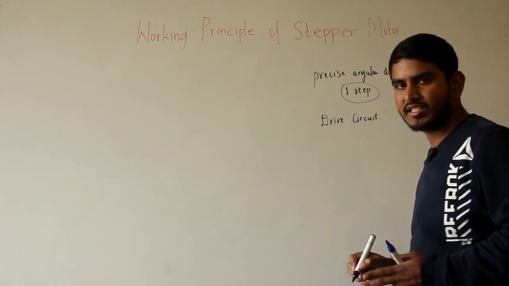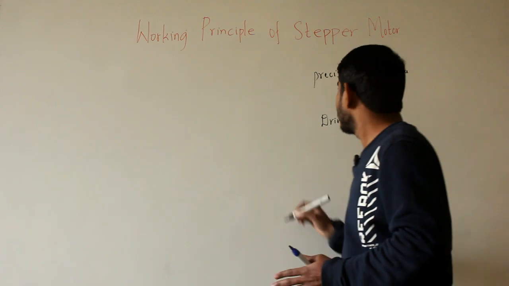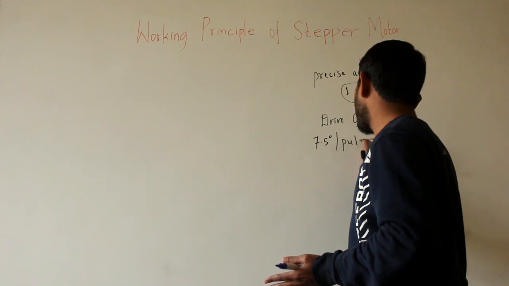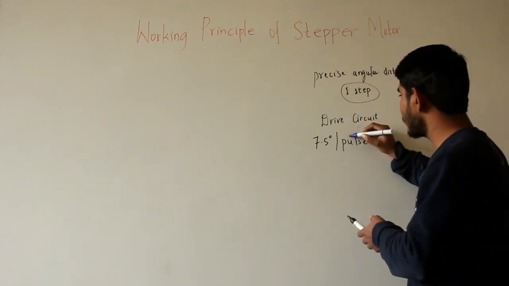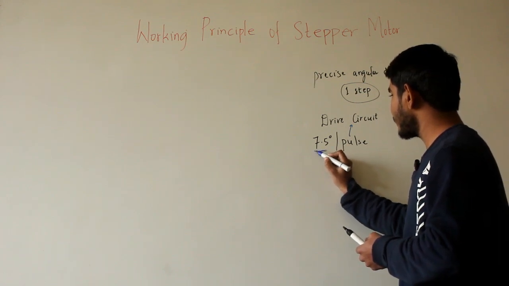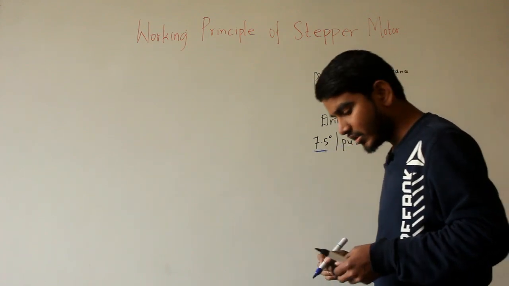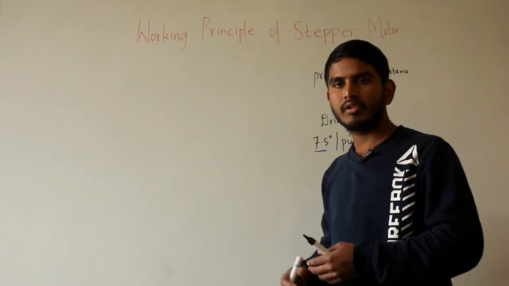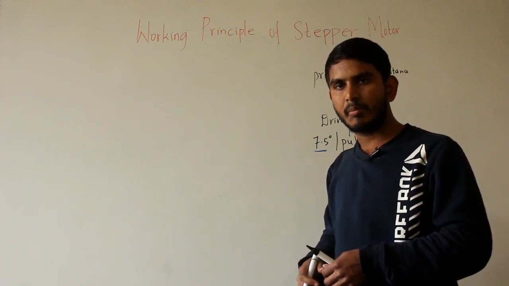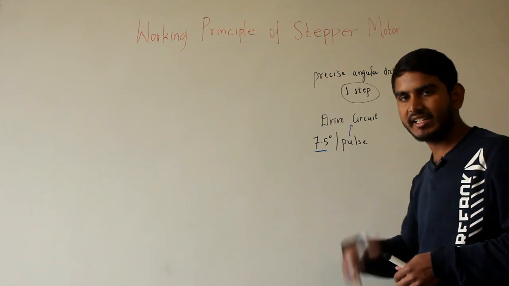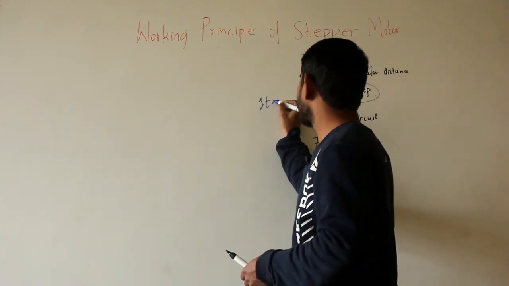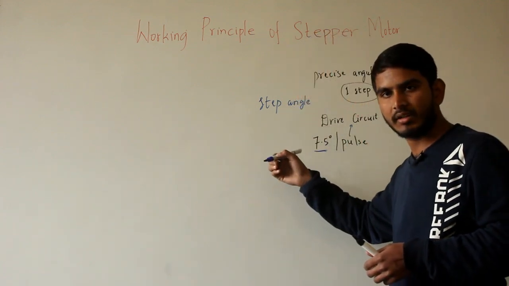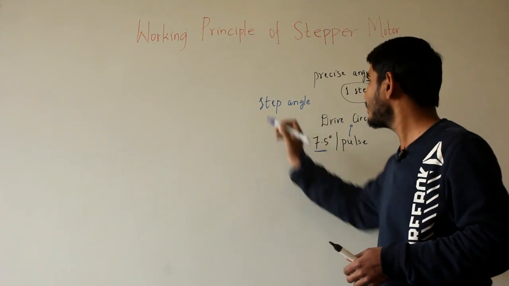Let us take a stepper motor which has a step angle of 7.5 degrees per pulse. If I provide one pulse to this drive circuit, the stepper motor shaft will rotate 7.5 degrees for each pulse. So the step angle is nothing but the angular movement, or angular rotation, of the shaft provided by each pulse, expressed in degrees.